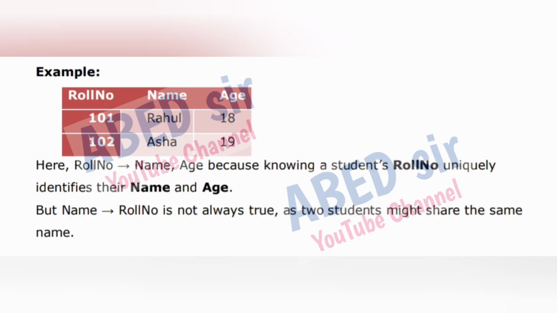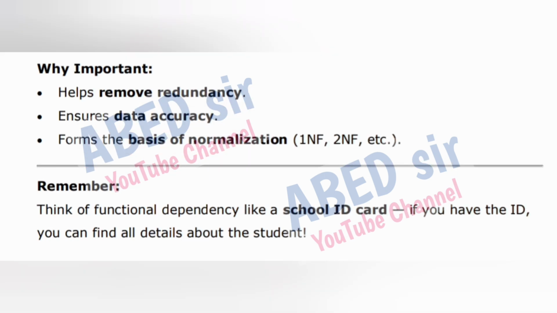Here, roll no → name, age because knowing a student's roll no uniquely identifies their name and age. But name → roll no is not always true, as two students might share the same name. Why important? Helps remove redundancy. Ensures data accuracy. Forms the basis of normalization, 1NF, 2NF, etc. Remember, think of functional dependency like a school ID card. If you have the ID, you can find all details about the student.